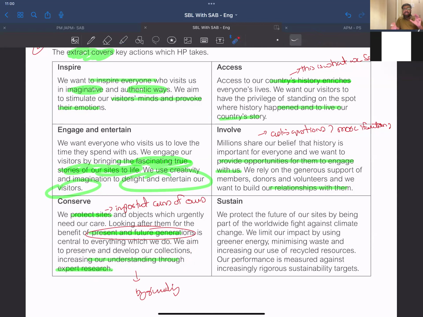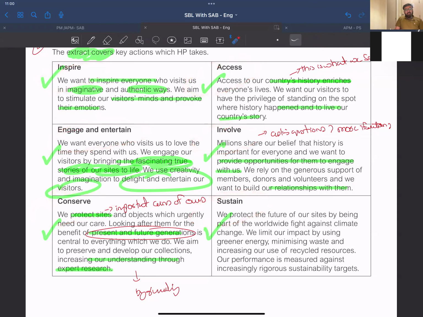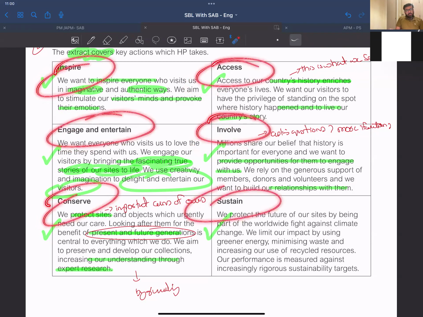This is the website that markets us. Like, we are here to inspire. We are here to assess. We are here to engage. We are here to involve. We are here to conserve. We are here to sustain, right? So this is the thing that we're going to be doing.